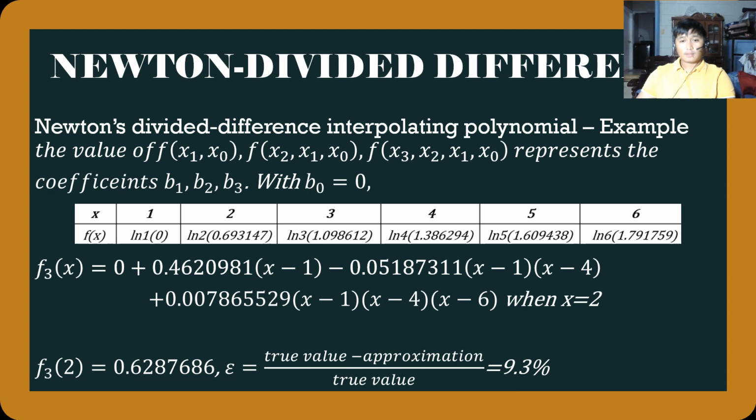0.628766, and then we can calculate the value of the error, which is 9.3%. So again, the value of ln of 2 is this one. This is the true value minus the approximation, over this true value. We can get this 9.3%.